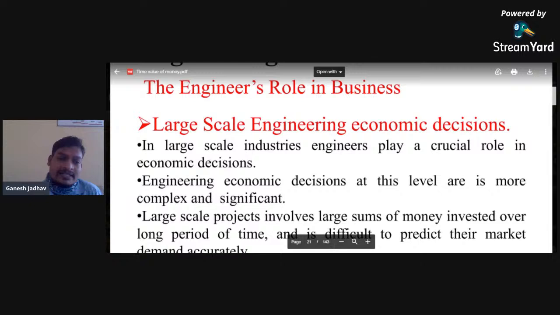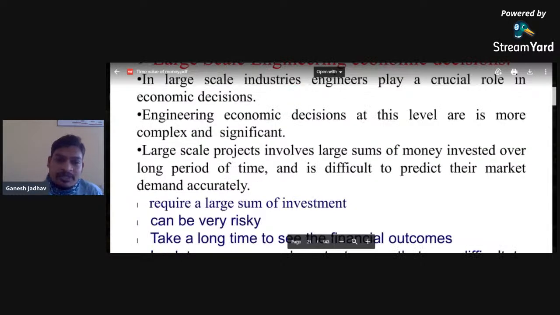Large scale projects involve a large sum of money invested over a long period of time, okay. So any large project, we can take the example of any road construction, or we can say a governmental project like ISRO's, any ISRO project, like the Chandrayaan mission. Okay, so these are large scale projects.